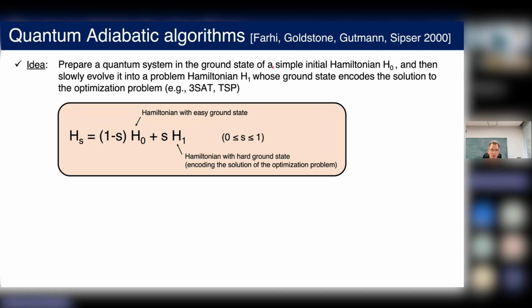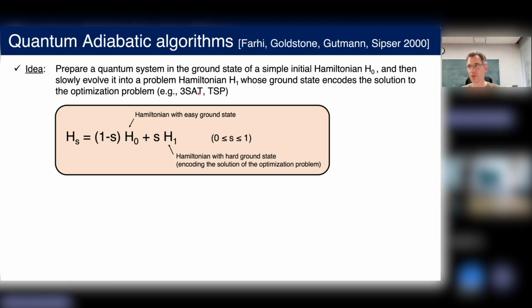The main idea of a quantum adiabatic algorithm is to prepare a quantum system in the ground state of a fairly simple Hamiltonian H0, and to let it slowly evolve into another Hamiltonian whose ground states encode the solution of the problem we want to solve, typically a classical optimization problem like 3-SAT or the traveling salesman problem. The whole process is described by a Hamiltonian H(s).